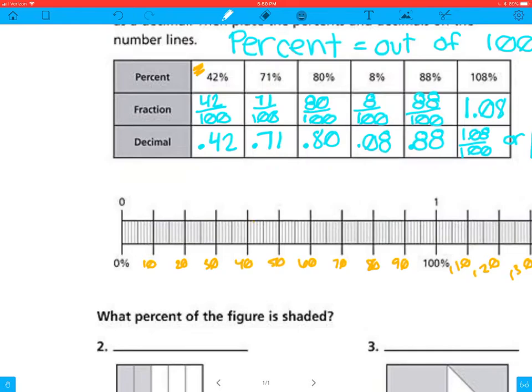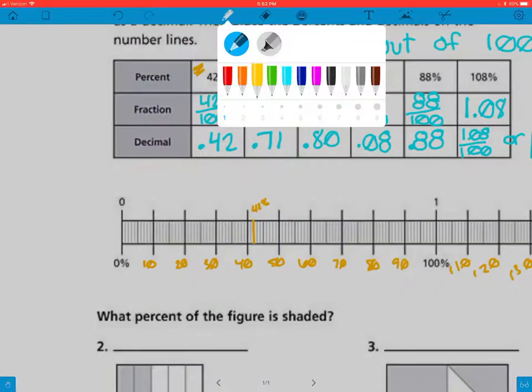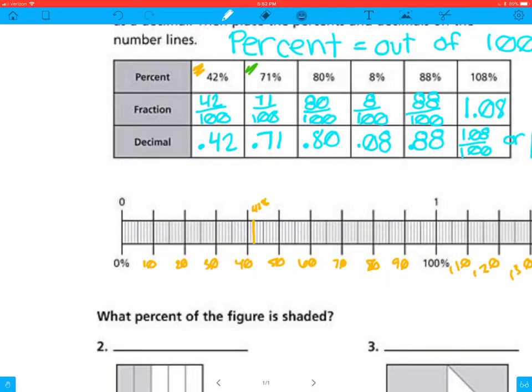So the 42% I'm going to label on here with a line, and I'm going to write 42%. You will have to forgive me that I am using the smallest pen size on here, but it seems to be pretty big. So 71, I label at 71. I'm going over to the 7 and then over 1. 80%, that one's pretty straightforward, right? It's right on the 80.